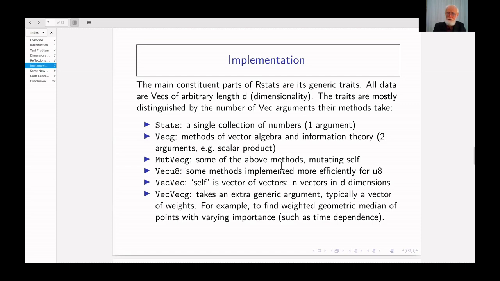Vec U8, some algorithms can be more efficiently implemented for U8 type. Vector vectors, and this is for dealing with the multidimensional space and vectors in d dimensions. And it's another version of that which takes an extra generic argument, typically a vector of weights, for example, to find weighted geometric median of points with varying importance, such as time dependence, as actually is the case in this particular problem application.